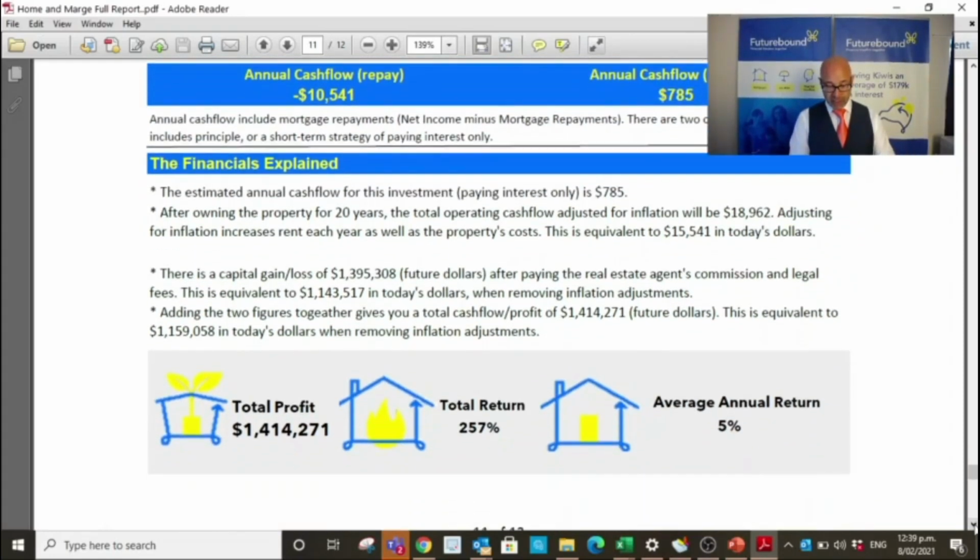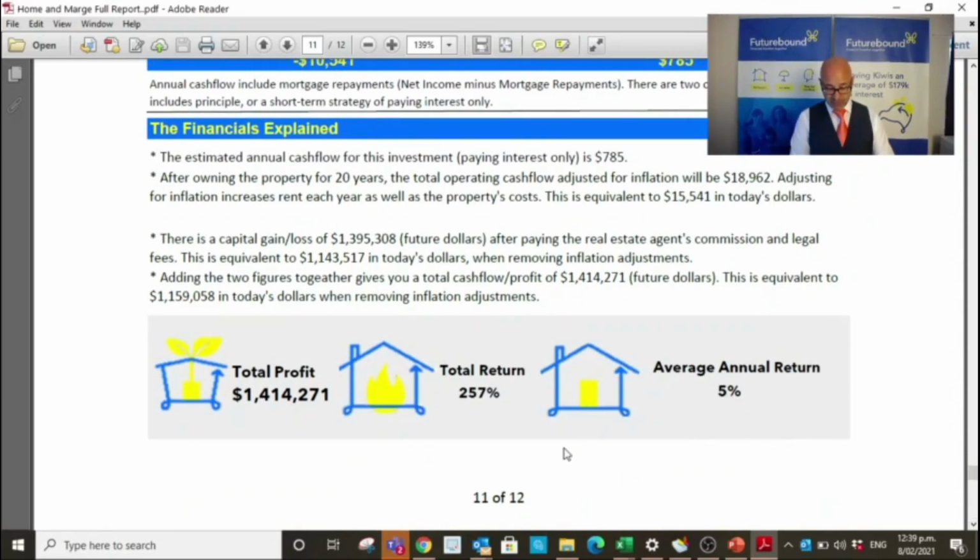So what we've got here in the financials explained, I'll go down to the bottom because this is the important bit. It's basically saying that when you sell this house and you pay off the agent's fees and the mortgage and all of that, you're going to have about $1.4 million in future dollars in your pocket. This is the equivalent of about $1.1 million in today's money. If you'd bought a house 20 years ago and you were selling it right now, you'd be putting about $1.1 million in your pocket right now, and that would be pretty awesome.